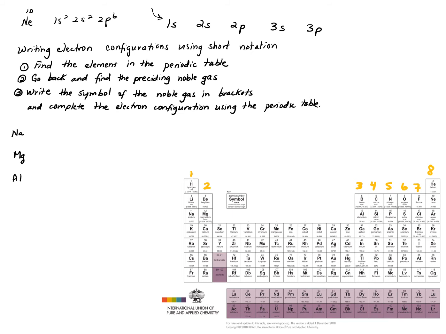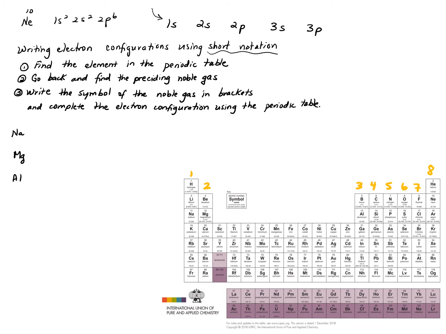On the s orbital, you can have up to 2 electrons. On the p orbitals, you can have up to 6 electrons. And then we move to the third energy level. You have 3s, one s orbital, up to 2 electrons, 3p, the p orbitals, up to 6 electrons. So we're going to use a short notation to write down the electron configuration.